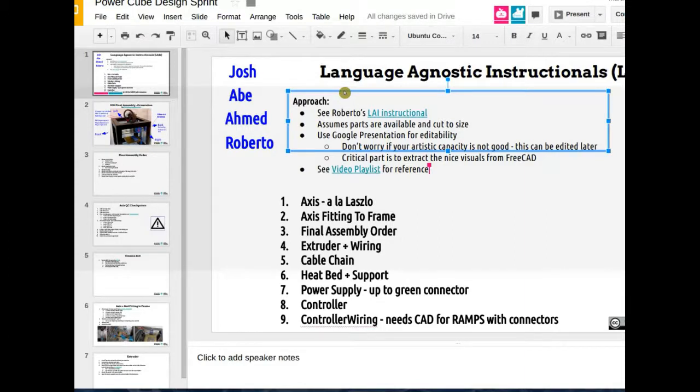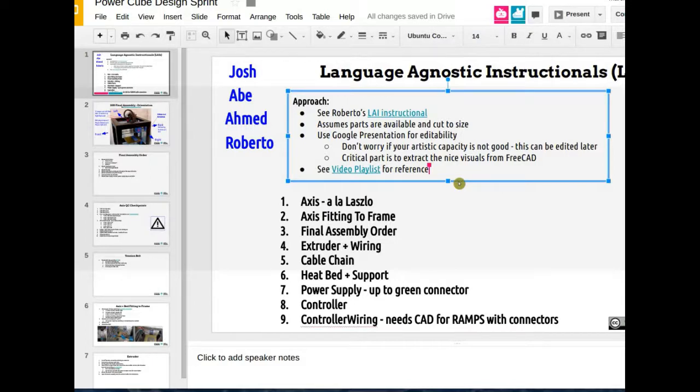The way we approach the instructional set, we assume that we have all the parts in front of us, so there is no pre-cutting. Let's assume that's been done before the actual build starts. So any parts, frame pieces or rod lengths, are all cut to size, and we're working with that. And we use this Google presentation for editability as the final work product, as the final instructional. The presentation is editable, that's the point.